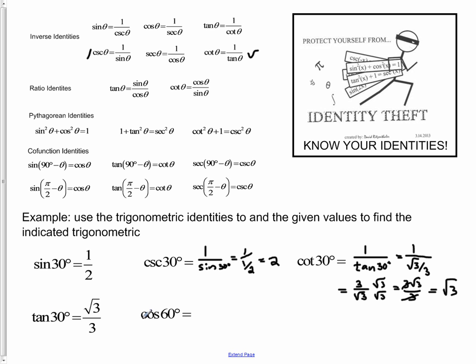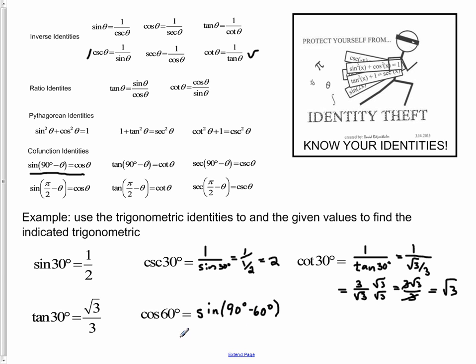How about this, cosine of 60 degrees, though? Well, this is, again, our cofunction identity, right? The relationship between sine and cosine is equal to the ratio, right? So let's see, cosine of theta is equal to sine of the difference between 90 and theta. So the cosine of 60 degrees will be the same thing as sine of 90 minus 60 degrees.